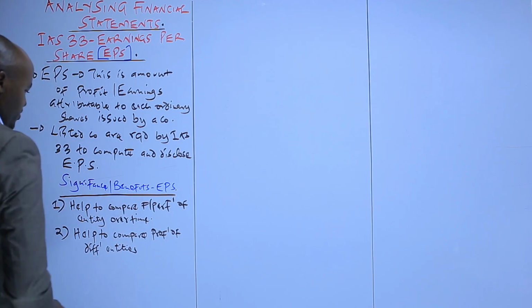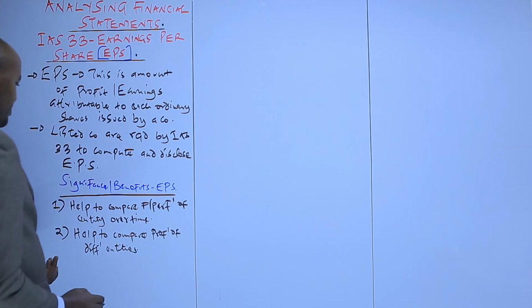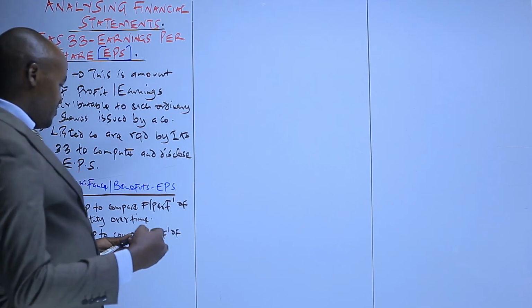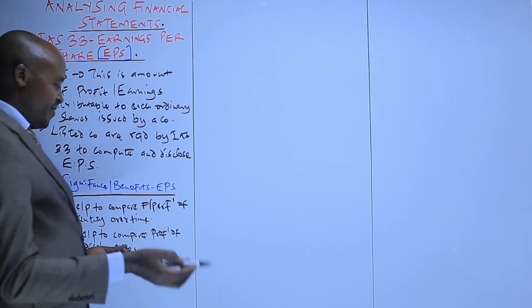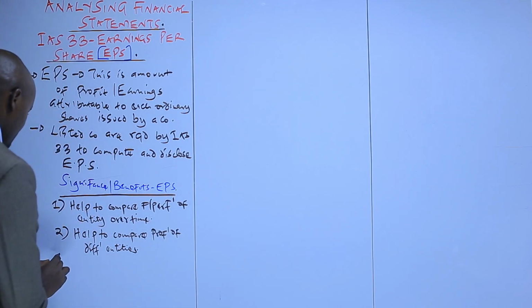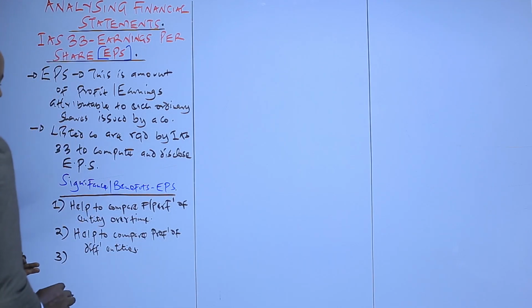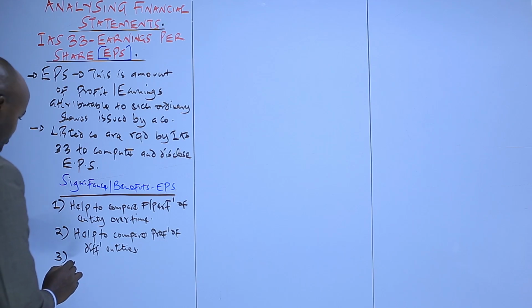To compare performance of different entities. So the earnings per share can also be used in terms of comparing performance of company A and performance of company B.